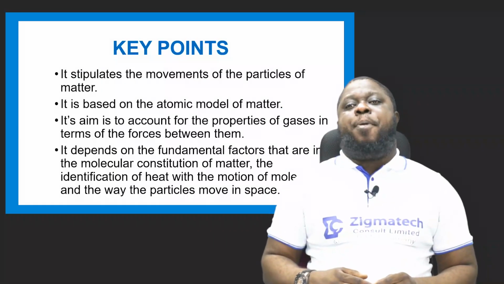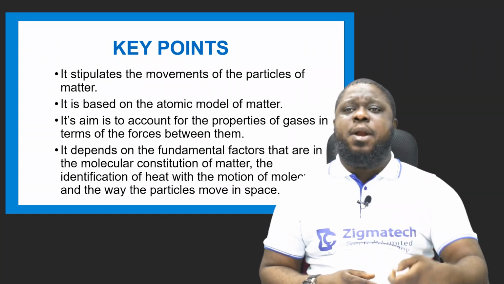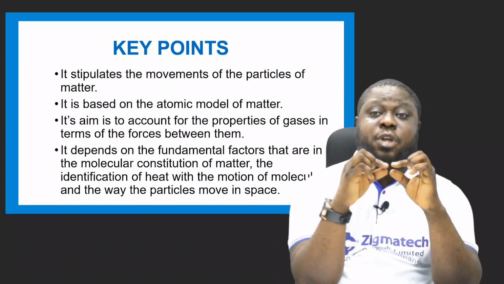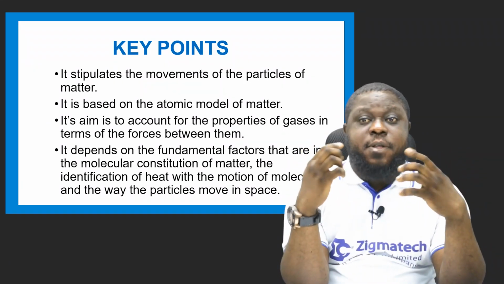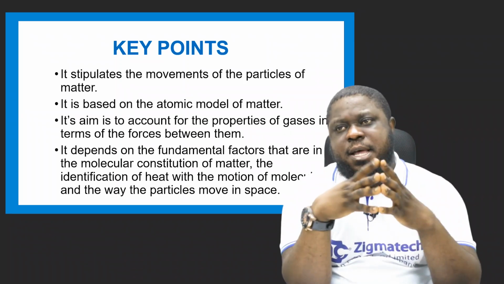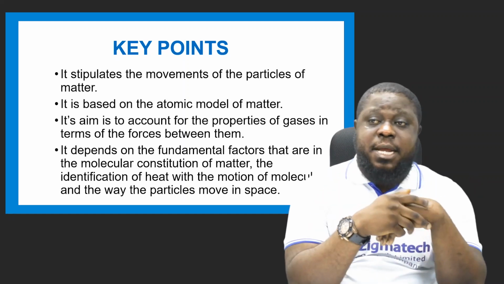Now the next one is the key points of the kinetic theory of matter. Number one, it stipulates the movements of the particles of matter. That is what it's talking about: the movement of the particles of matter. I told you the movement of the particles, how the particles move, the atoms, the molecules, and the ions.